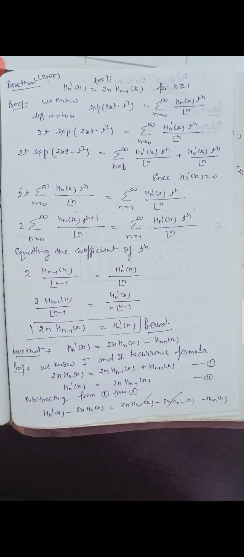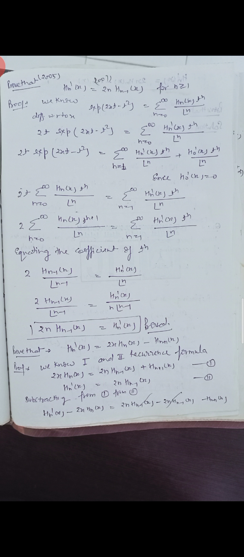Now equating the coefficient of t^n, this is Hn-1(x)/(n-1)! = Hn'(x)/n!. This is 2 Hn-1(x)/(n-1)! = Hn'(x)/(n(n-1)!). So this can be written as 2n Hn-1(x) = Hn'(x).